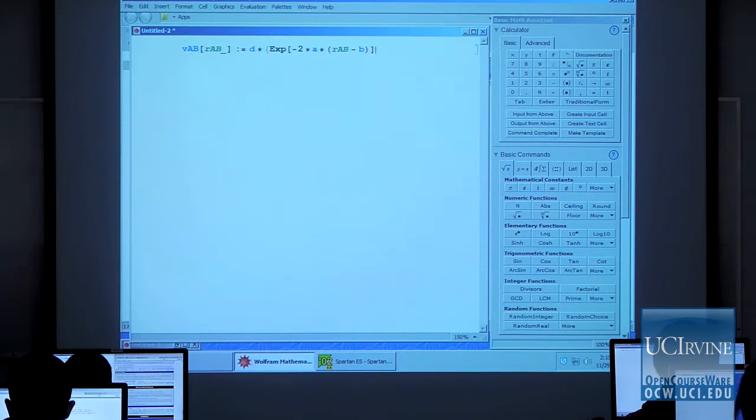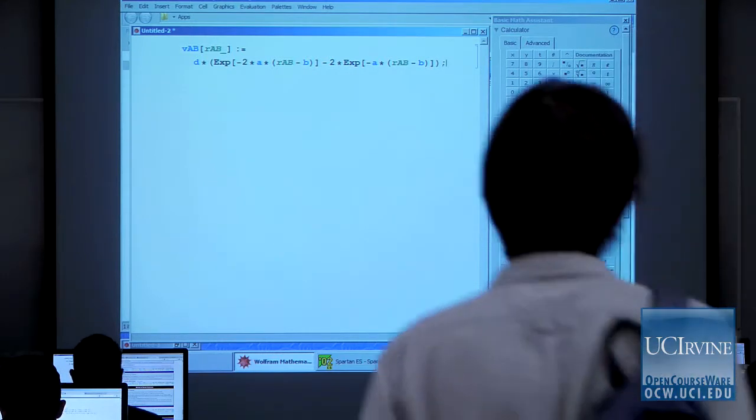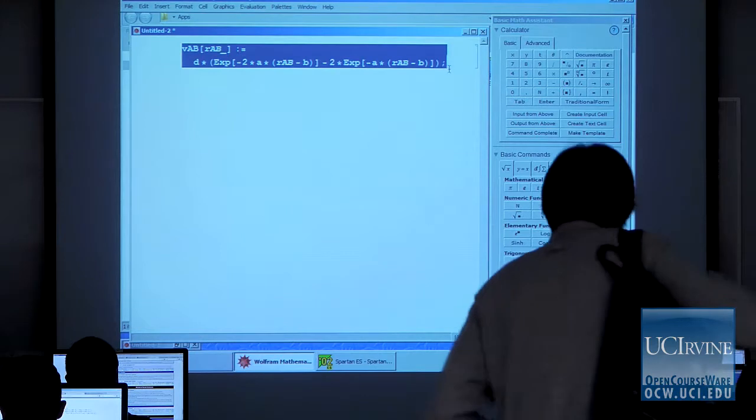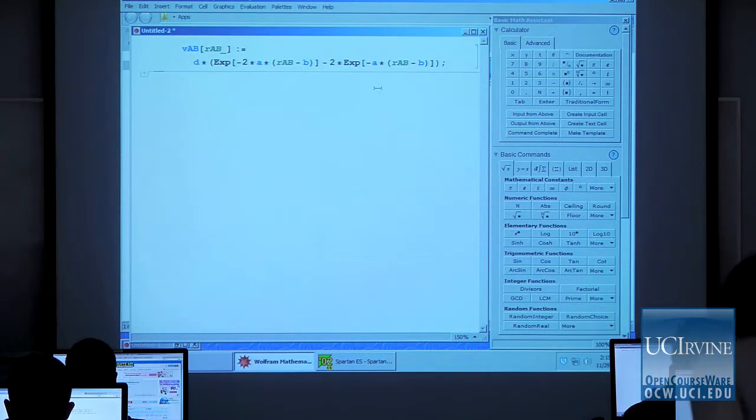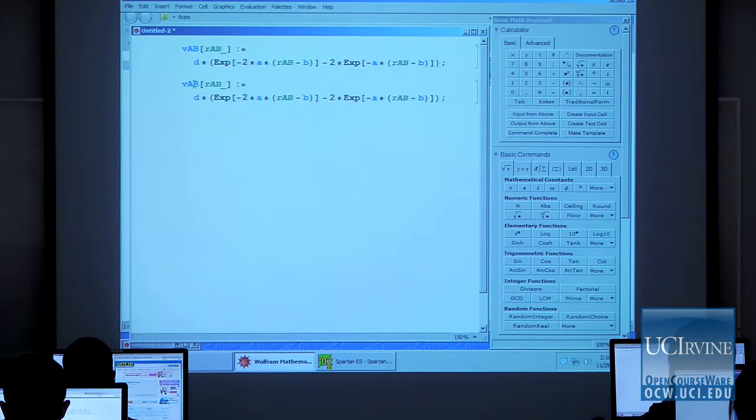Okay, and then we have minus 2 times EXP minus A times, parentheses, RAB minus B. And then parentheses. Okay. Now we can copy this in and put it back. And then just change all the ABs to BCs. There's one. There's another. Another. And another. All right.